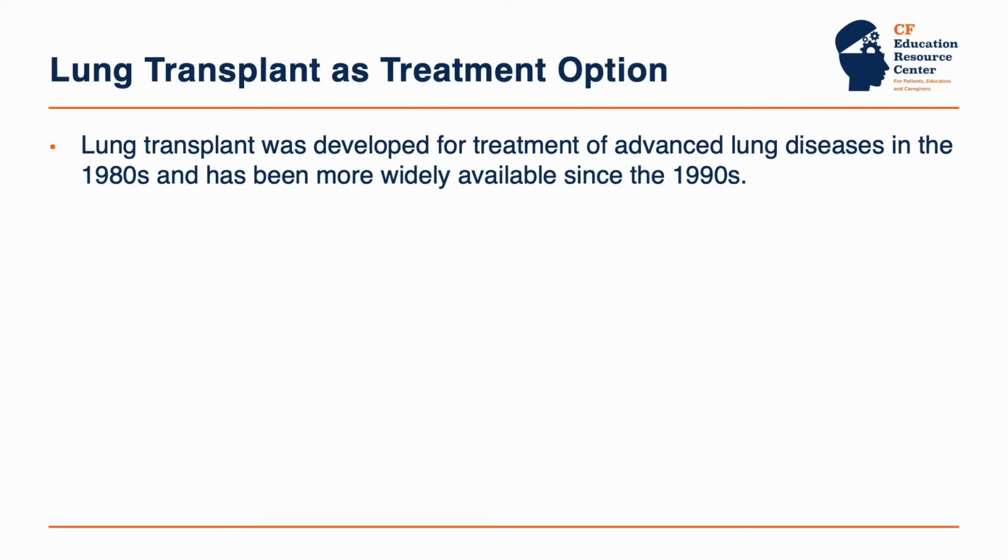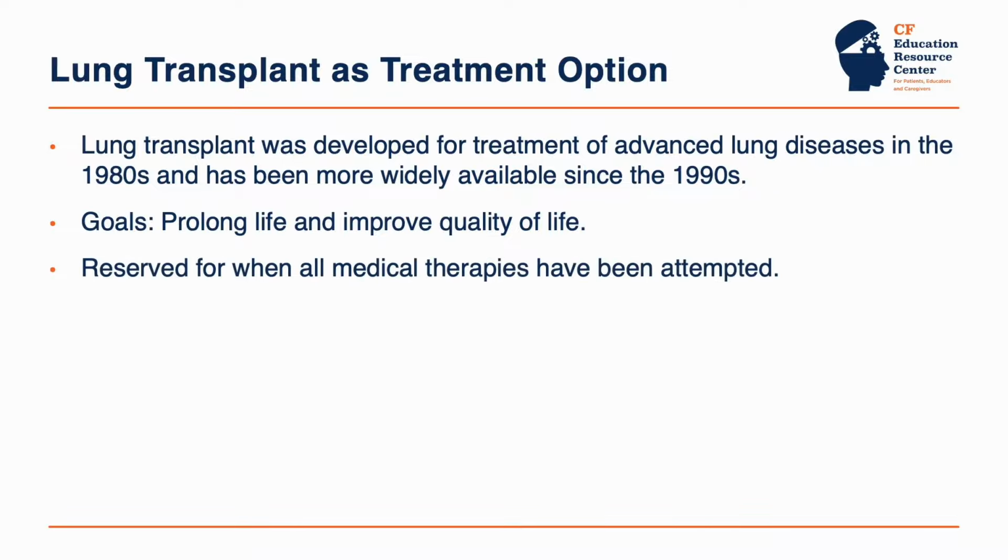So this is a condition that we try hard to prevent, but when it occurs, we have to think about what are treatment options. So lung transplant has been developed as a treatment option for advanced lung disease from cystic fibrosis, emphysema, pulmonary fibrosis, and other diseases. It was first developed in the 1980s and has been more widely available since the 1990s. The goals of transplant are to prolong life and improve the quality of life. And for many individuals with advanced CF lung disease, this provides opportunity for both.